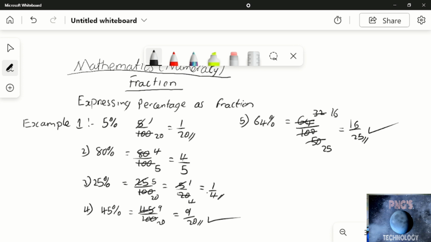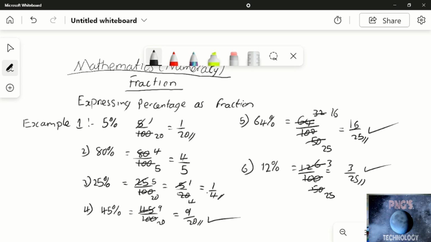So let's see another example. So let's take example 6. Let's assume we're given 12 percentage. 12%, so we can say this is 12 over 100. So 2 goes into 12 6 times, 2 goes into 100 50 times, 2 goes into 6 here 3 times, 2 goes into 50 here 25 times. So our final answer will be what? 3 over 25. And that is our final answer, and that's correct.